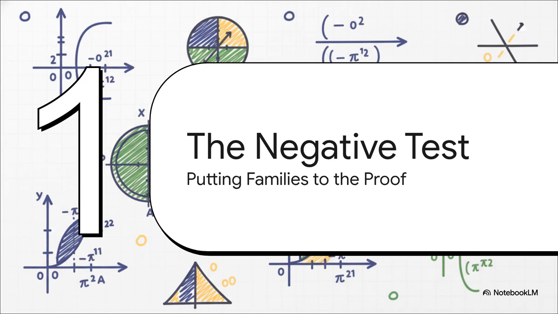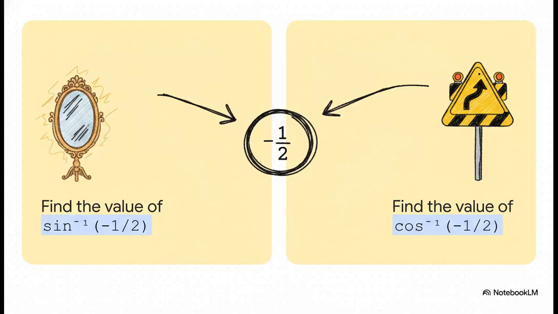Now, I know that sounds like a bunch of abstract rules. So let's stop talking theory and actually put it to the test. A good old-fashioned side-by-side comparison is the best way to see what's really going on. Here's our challenge. We're going to solve for the inverse of negative 1/2. We'll do it once using a member of the mirror family, inverse sine, and then we'll do it again with a member of the detour family, inverse cosine. It's the same input, but two different families.